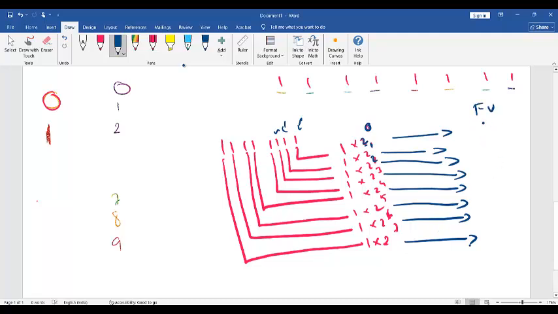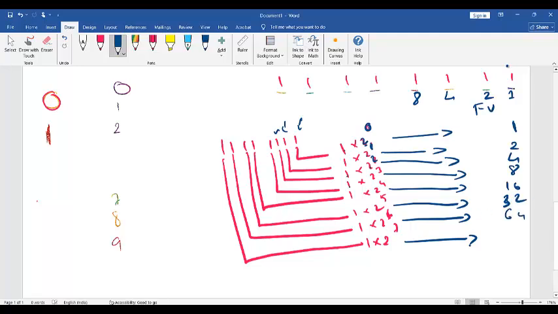Now the face values. The face value of this is 2 to the power of 0, which is 1. 1 multiplied by 1 is 1. So I'll write here the face value is 1. 2 to the power of 1 is 2. 2 ones are 2, so the face value of this is 2. 2 to the power of 2 is 4. 4 multiplied by 1 is 4, so the face value of this is 4. 2 to the power of 3 is 8. 8 multiplied by 1 is 8, so this value is 8. 2 to the power of 4 is 16. 2 to the power of 5 is 32.